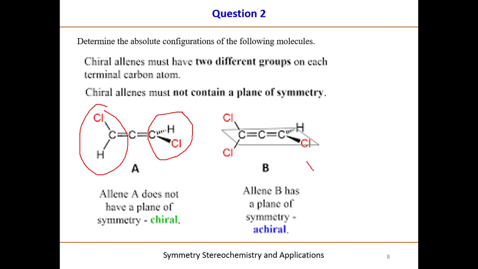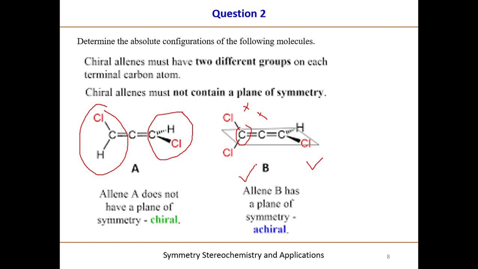But in case of B, you can see this carbon has the same terminal group. The same group is present on the terminal carbon atom. So again, it's not satisfying the first condition. Then the second condition is whether it has a plane of symmetry. It does, so the second condition is also not satisfied, and this molecule is achiral.